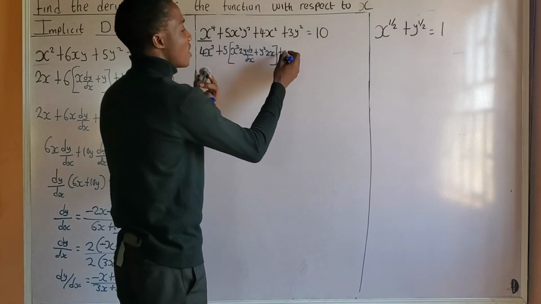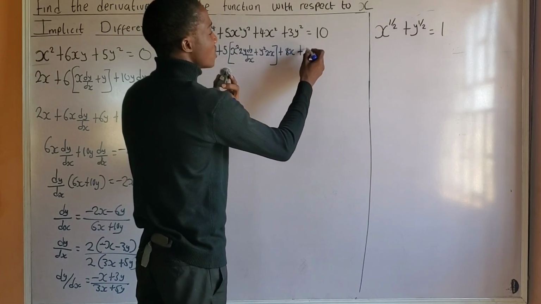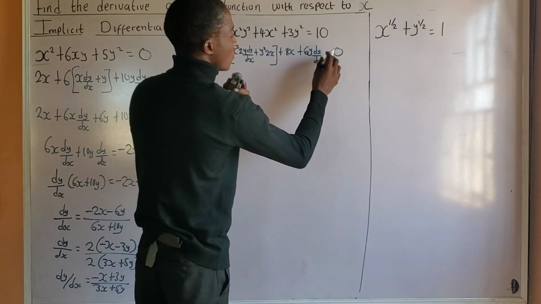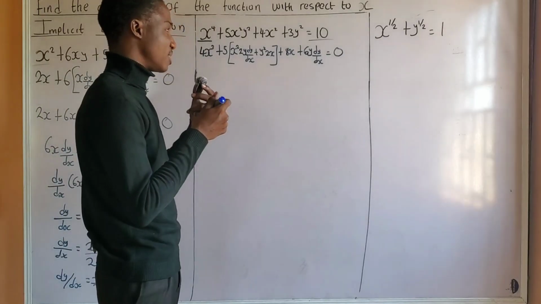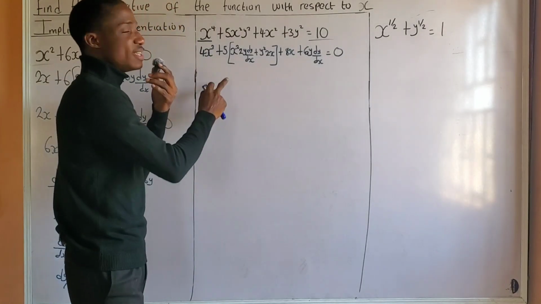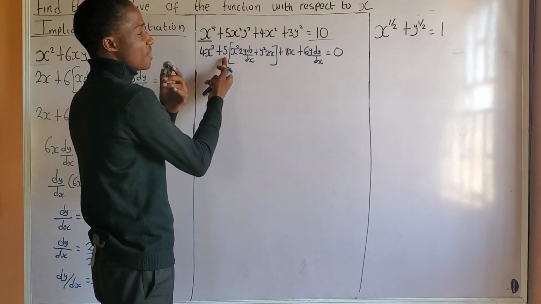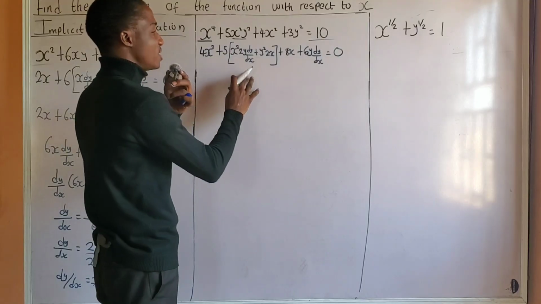Differentiate 4x squared. You're going to have 8x. Then differentiate 3y squared. You're going to have what? Plus 6y dy all over dx equals to what? 0. Because if you differentiate 10, you're going to have 0. The derivative of a constant is 0. Do you understand what I did? I've not done anything. This 5 here is here. Then I use the product rule to differentiate x squared y squared. Then I got this, okay?